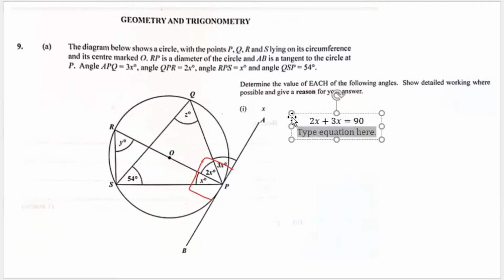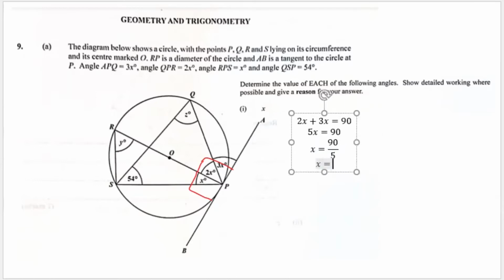So 2x plus 3x will give us 5x is equal to 90 degrees, and now we can go ahead and solve for x. Therefore x is equal to 90 divided by 5, and therefore x is equal to 18 degrees. So for this 90 degrees, we couldn't use this side because we don't know what the angle here would be. So therefore x is equal to 18 degrees.